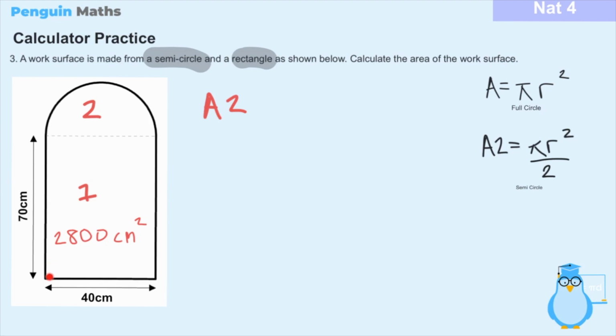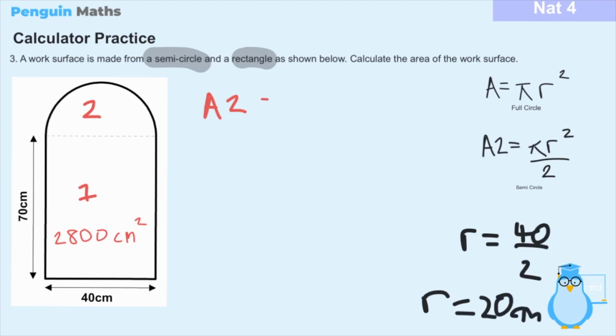Well, what we can do, first of all, is realise that this length down here is 40 centimeters, and because this shape was a rectangle, that means that this length up here is also going to be 40 centimeters. So that also means that the diameter of our semicircle is equal to 40 centimeters, and because the radius is half of the diameter, then we can simply say that the radius is equal to 40 divided by 2, which is also equal to 20 centimeters.